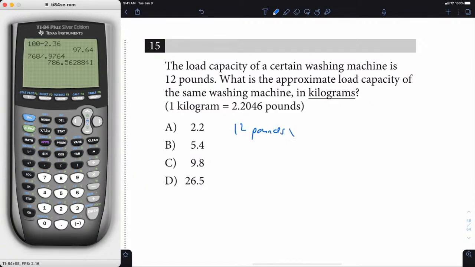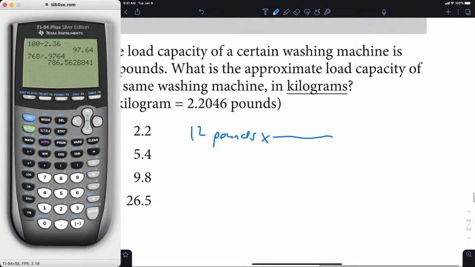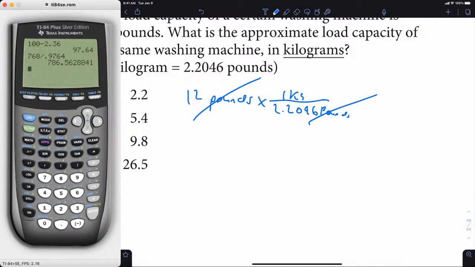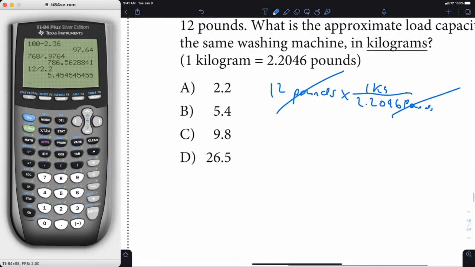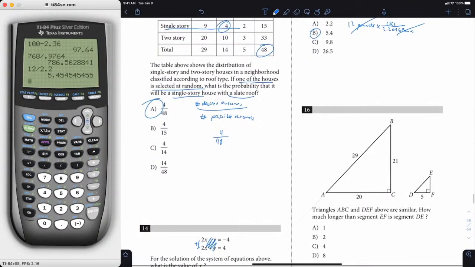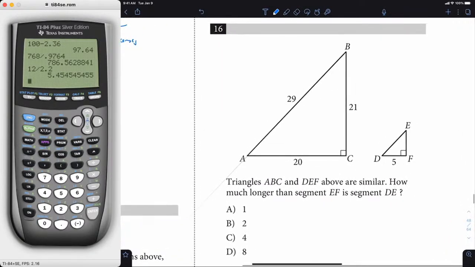12 pounds. We're going to multiply that by a conversion factor given to us. And we want pounds on the bottom because we need that to cancel out to be left with kilograms. So 2.2 pounds is equal to 1 kg. And pounds are going to cancel, and we're going to be left with kg. And we get 12 divided by 2.2. Looks to be 5.4, around there.